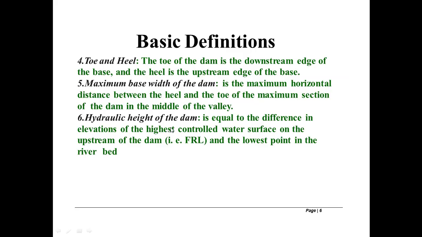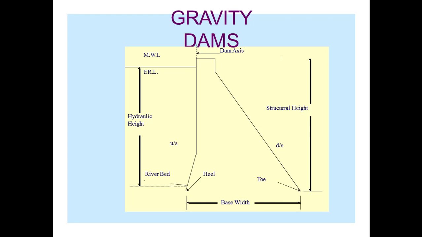Fifth one is the maximum base width of the dam. It is the maximum horizontal distance between the heel and the toe of the maximum section of the dam in the middle of the valley. So this is the maximum base width. The distance between the heel and toe of the dam is known as the maximum base width of the dam.